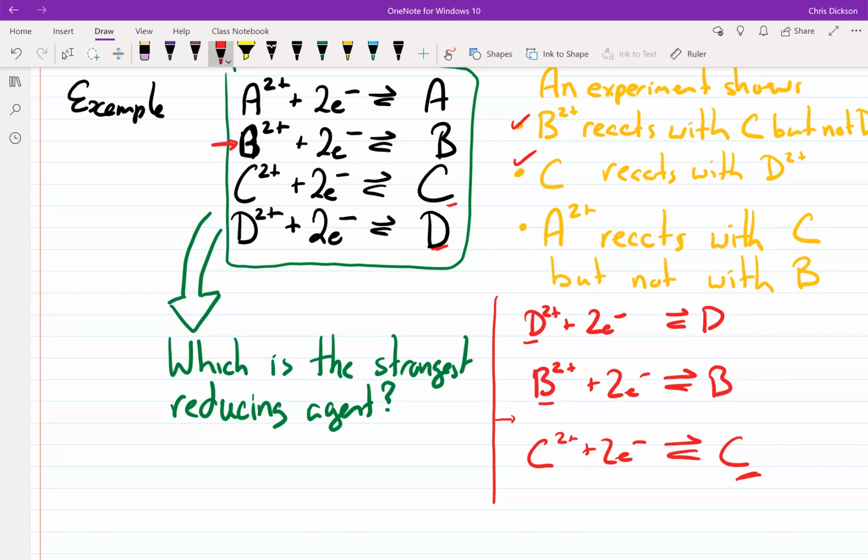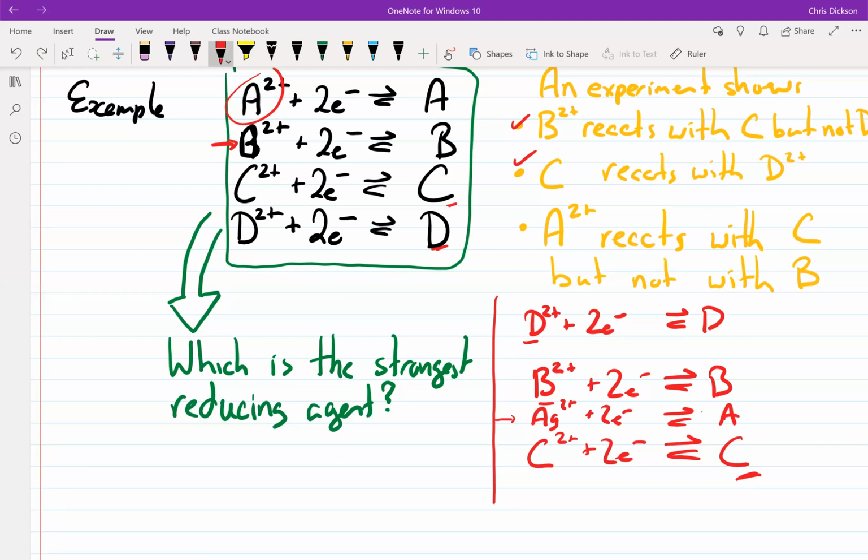And hopefully this last bit of criteria will help me really narrow down where things go. So it says A2+ reacts with C, but not with B. So A2+, it's getting reduced. It has to be able to oxidize C, but not react with B, which means the A2+ reaction must fit into this little row here, to form A. So that is the order of things.